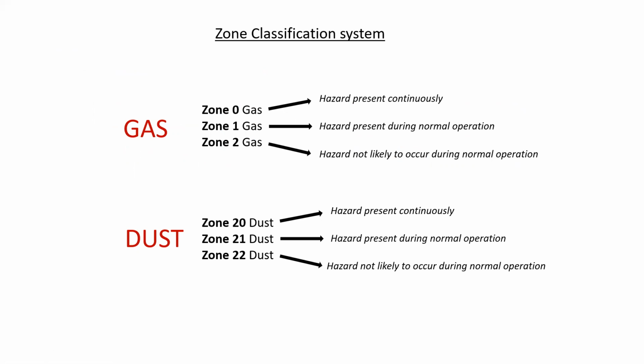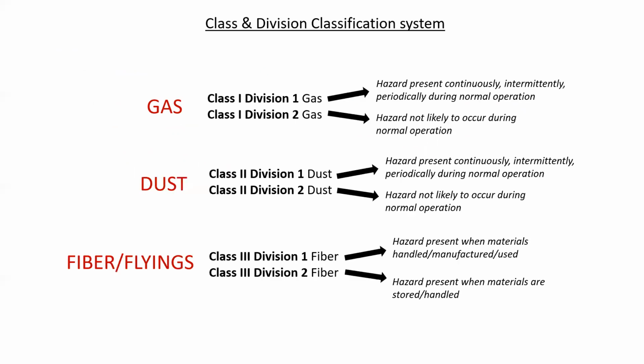Now, there is a different form of classification, but in the main body of the code, it is not provided for. That is the class and division system. Class and division has 3 different classifications, and each classification is then divided into 2 divisions. You'll notice that there are only 2 gas divisions, 2 dust divisions, and then they divide up fibers and flyings into yet another 2. Now, don't worry, you're not going to have to take down notes on this particular portion because I'll be showing you later in the presentation where we can find this information in the Canadian Electrical Code book.